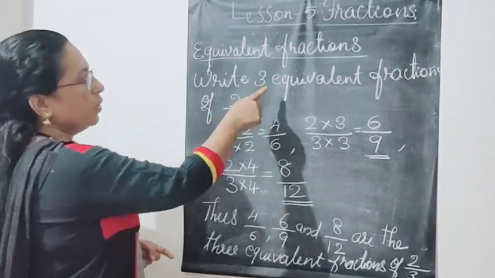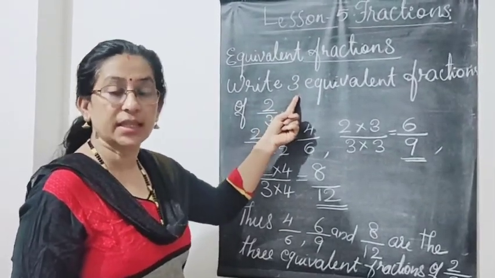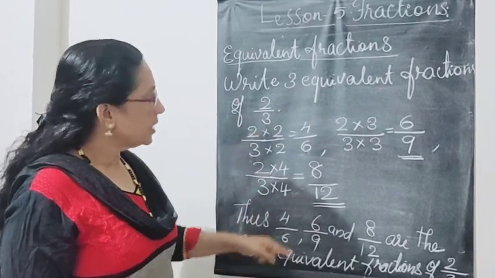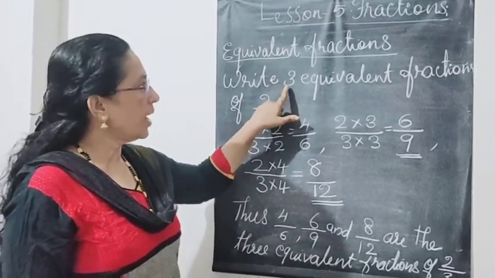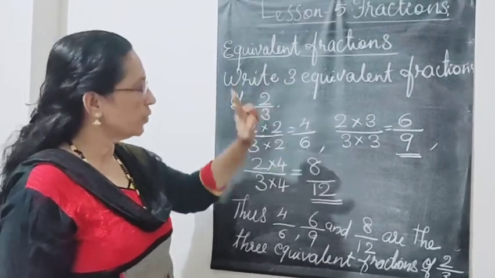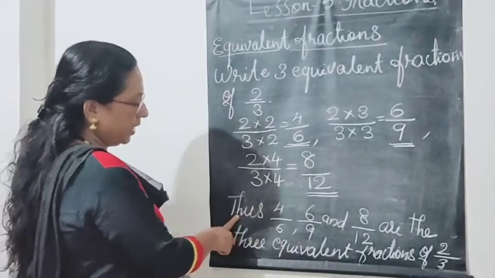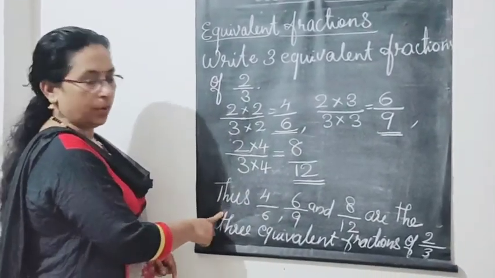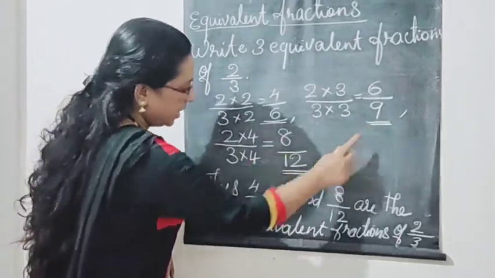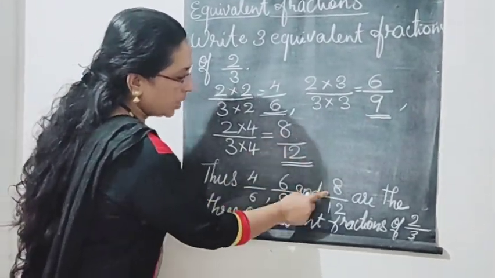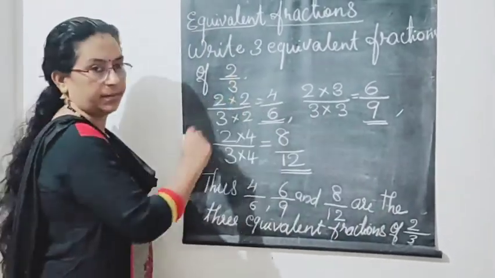So see the question, how many equivalent fractions do we have to form? 3. The answers we always have to make according to the question. The question asked here for 3 equivalent fractions, so we made 3 equivalent fractions. Finally, the answer you have to write in such a way. Thus, 4/6, 6/9 and 8/12 are the 3 equivalent fractions of 2/3.